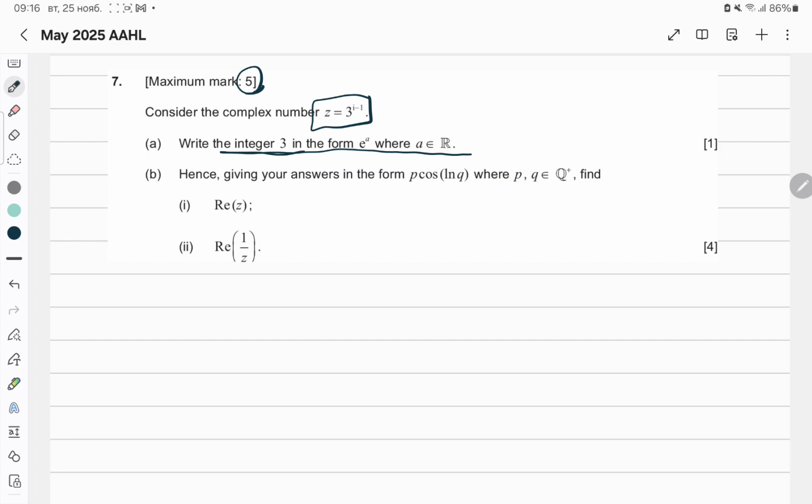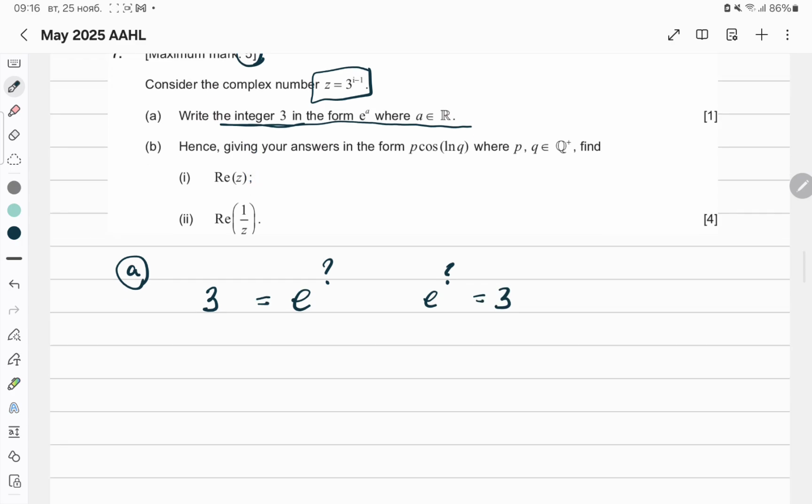Okay, at the first glance probably this question looks a bit confusing, but if we understand how to make 3 as a power of e, yeah, this is a question. But if we look at this case, if we just switch the sides, left hand side with the right hand side, we will see that it looks like this, right?